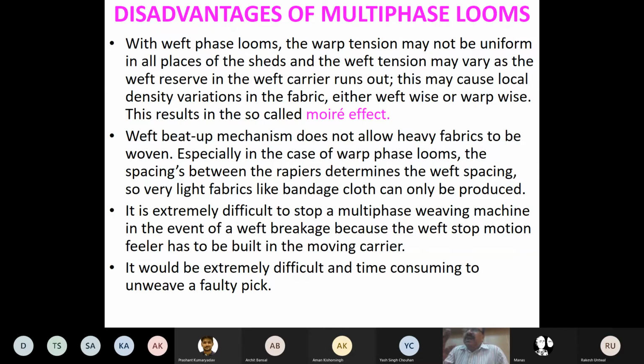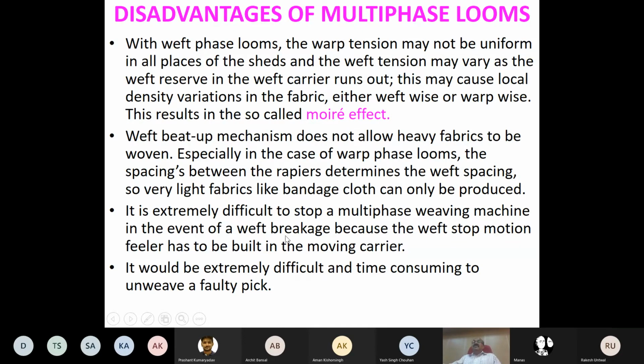If the warp yarn and weft yarn are under equal tension every time, the texture of the fabric is uniform. But if the tension in the warp and weft varies as the weaving proceeds, you will find the tension in the yarn varies. That's why the texture is different at different places, and you find the fabric defect called Moire effect.